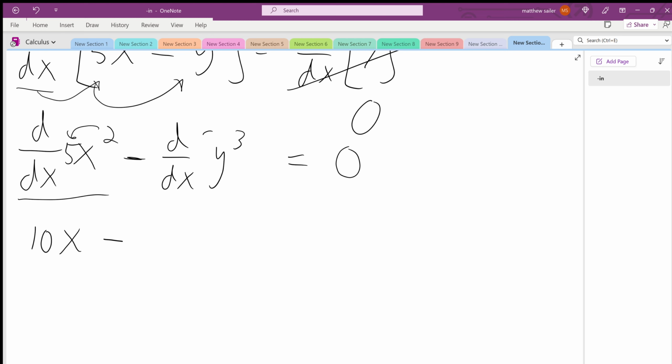So how are we going to do this one? We want to take the derivative with respect to x of y, which we know is a function of x, cubed. So we could do u substitution and say that u equals y of x, and we're just taking the derivative with respect to u.